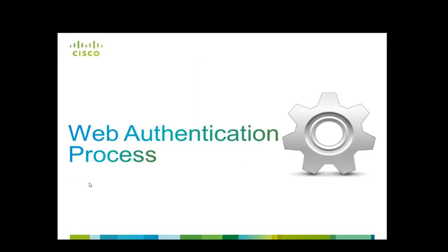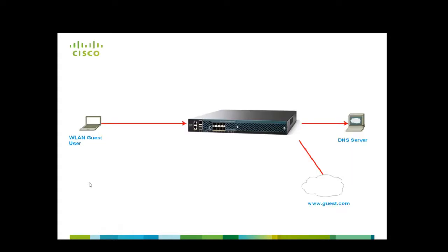Now that we have seen the basics of web authentication and the types of web authentication, let's look at some of the details of the web authentication process. That is, what happens behind the scenes when a user tries to access a guest network configured for web authentication. We will look at the process with internal web authentication configured on the network. Alright, this is the network setup we will use for this discussion.